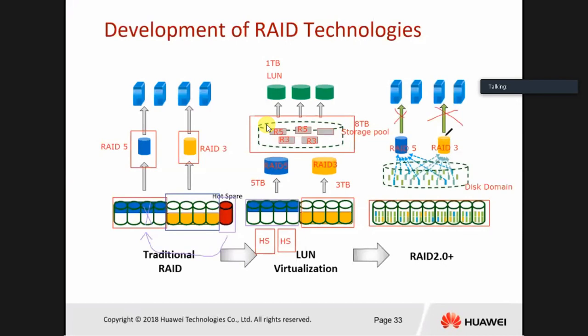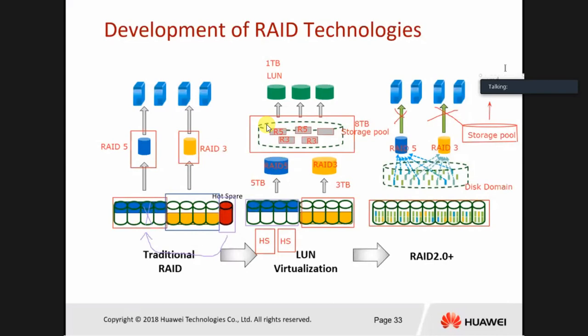These RAIDs will form another thing called a storage pool. So on top of the disk domain, you have a storage pool. This storage pool will get a little bit from RAID 5, a little bit from RAID 3. Everything will mix into a big storage pool. Then from the storage pool, you create the LUN itself. So you create the LUN over here.